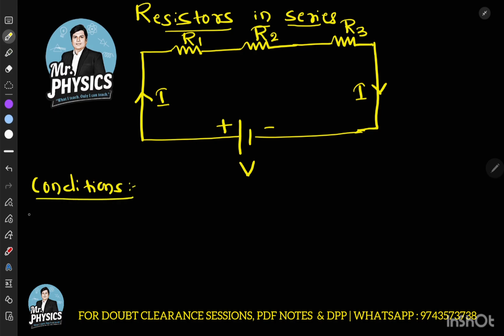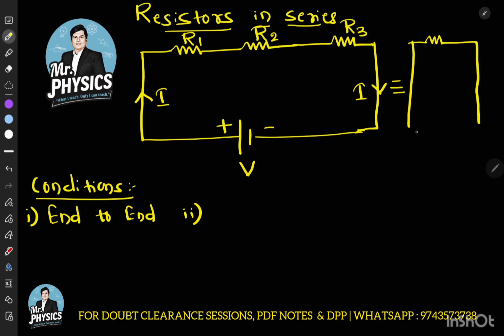The first condition is that the resistors are connected end to end. To explain more about the series combination, I am taking an equivalent circuit consisting of an equivalent resistor, that is Rs. An equivalent resistor is the one which gives the same amount of resistance as that of the combination of resistors. Whatever resistance R1, R2, R3 together give, that is given by a single resistor Rs.